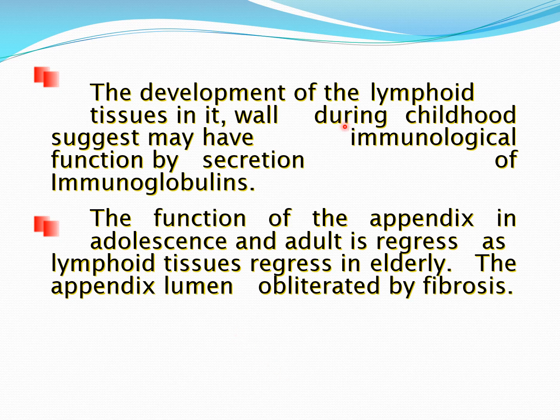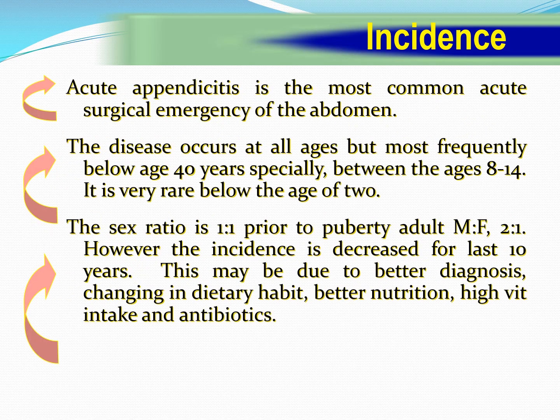The development of lymphoid tissue in its wall during childhood suggests it may have an immunological function by the secretion of immunoglobulin. The function of the appendix in the adolescent and the adult regresses, as lymphoid tissue regresses in the elderly. The appendix lumen is obliterated by fibrosis. So these are the clinical conditions when the lumen is fibrosed or obliterated.